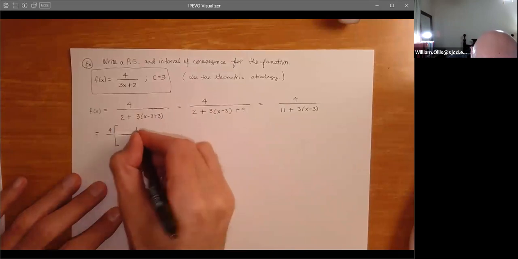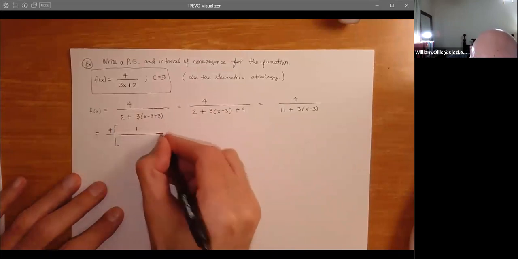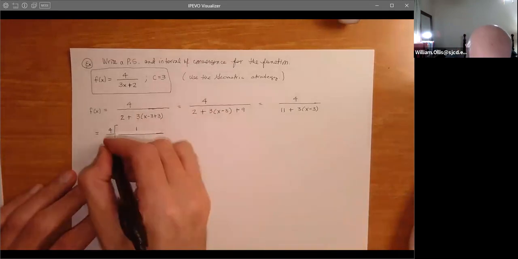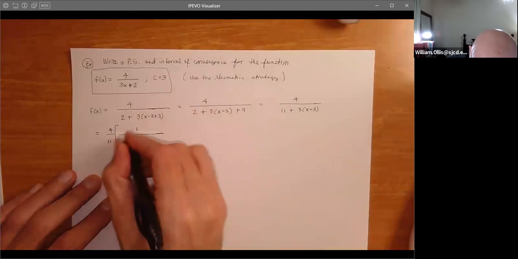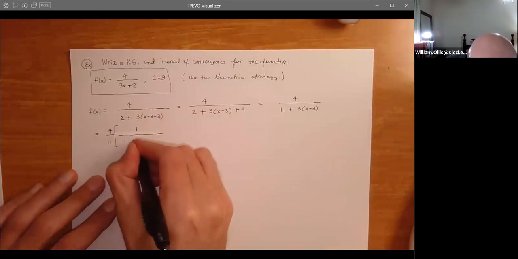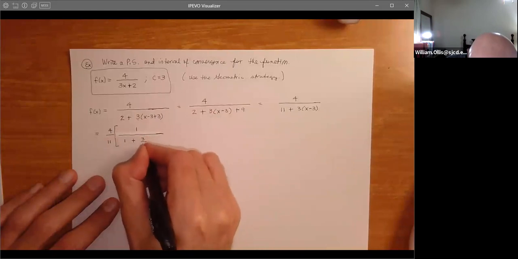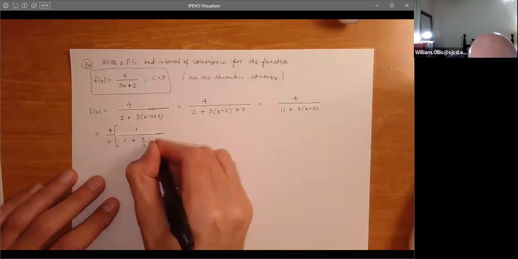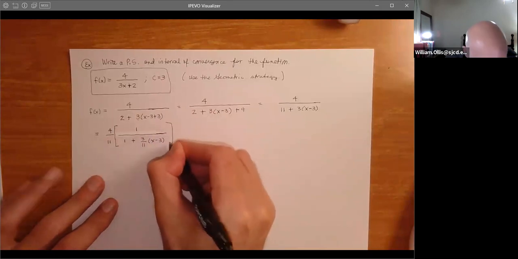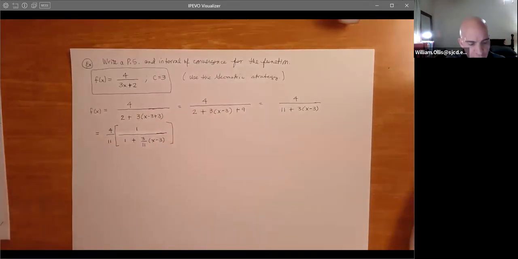So we have the 1. Leave plenty of space so your work's not crowded. And then, of course, the 11 we need to extract because we need a 1 there. So this will be a 1 plus, we've got 3 over 11, x minus 3. So when you look at this and you think about what we have here, we're almost home free. We've got pretty much everything that we need.